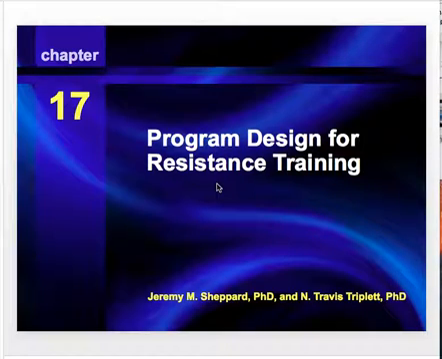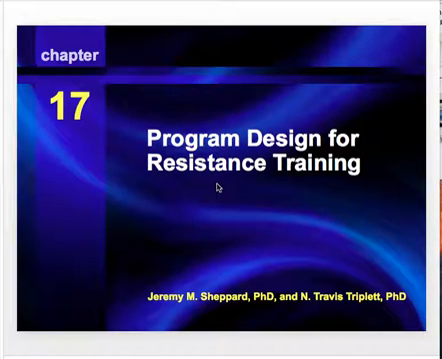I'm going to go ahead and get into the program design for resistance training. I have a PowerPoint here that I'm going to go through a couple slides with you and just try to get about a 4 to 5 minute video in order to introduce you to program design for resistance training. First off, there are a couple principles when we're talking about exercise prescription for athletes, for advanced individuals, as well as for the novice and beginners in weightlifting.